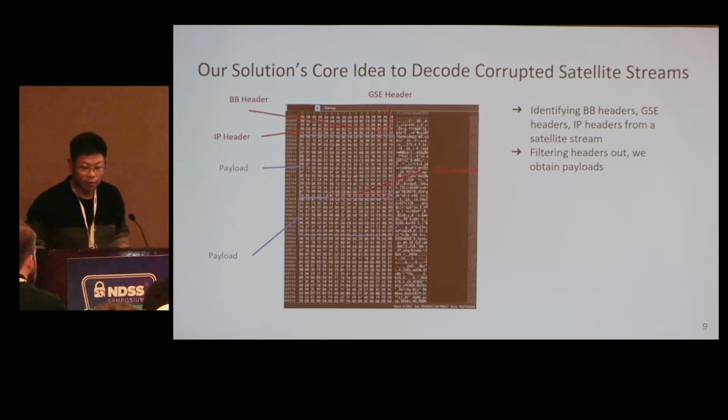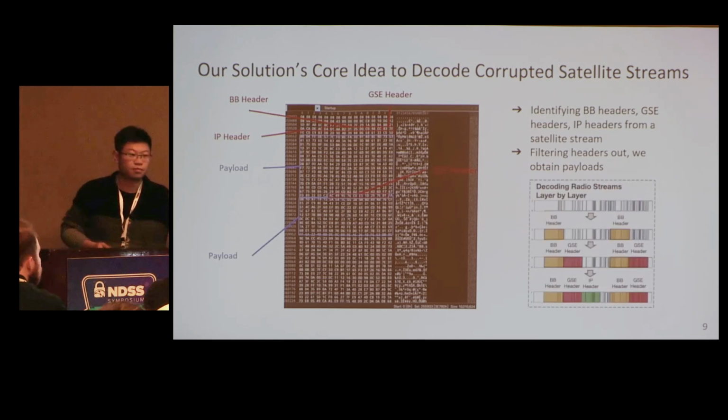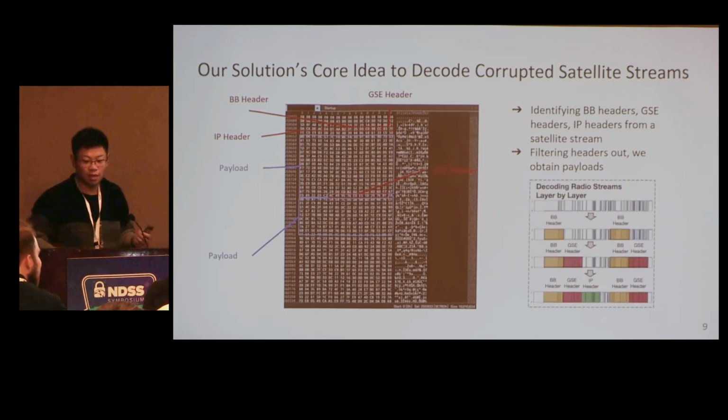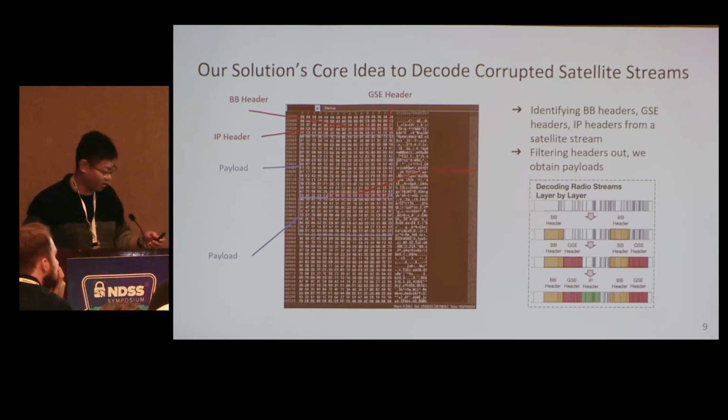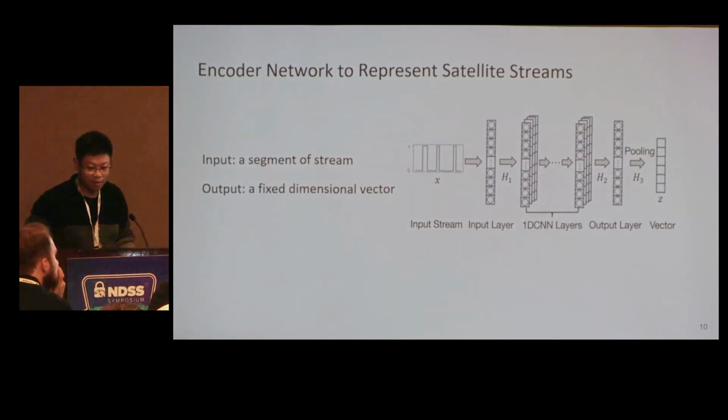Okay, maybe I don't have enough time. So this is another way to see how the algorithm works. We first identify the BB header, and then find the GSE header, and then the IB header, and then the remaining things are the payload that we want. I think I don't have enough time, so I need to skip some of the details.